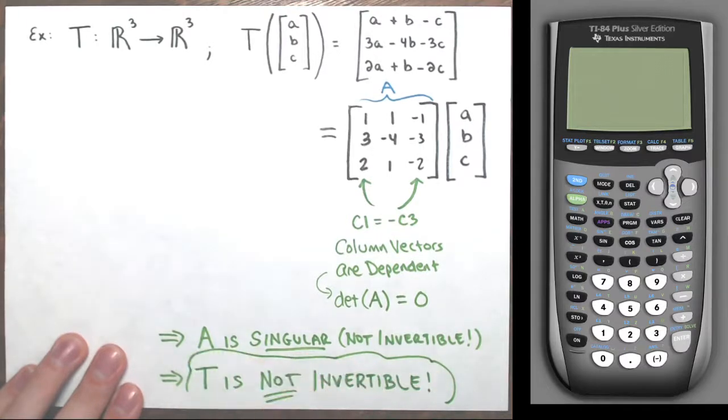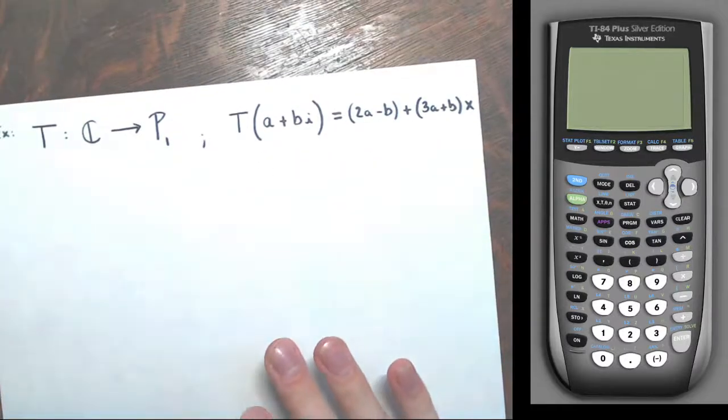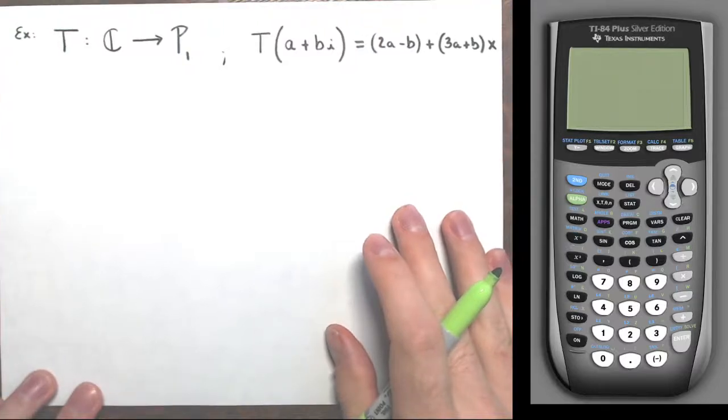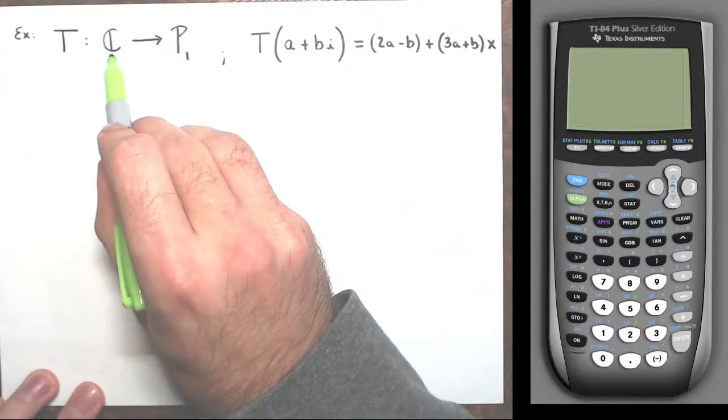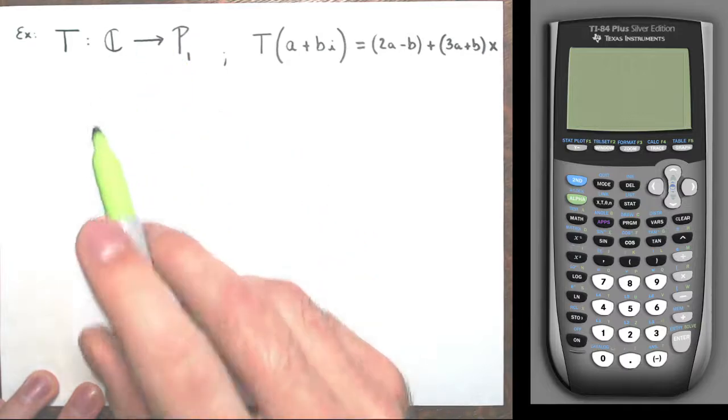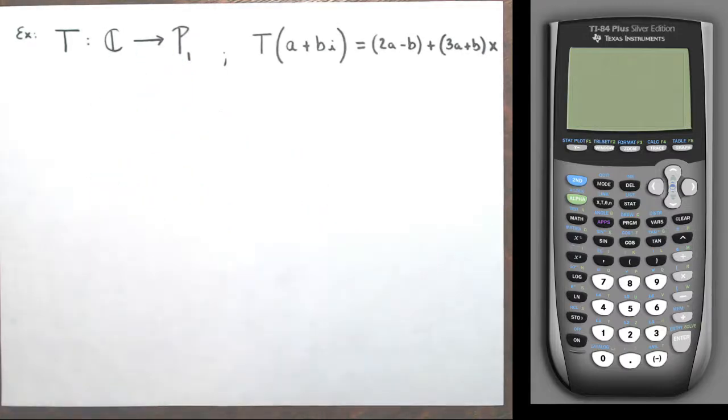And that's it, right? That was all I was asked, and if it was invertible, find the inverse, but it's not. Okay. All right, so I got one more example here before I get to compositions. Now this one's between two non-Euclidean vector spaces. You have the complex numbers, and then this was the set of all polynomials of degree 1 or less, right? P1.